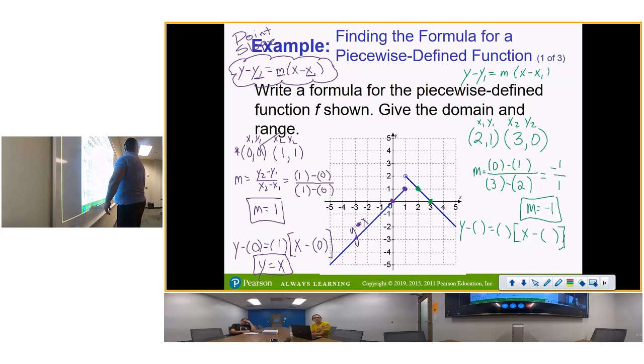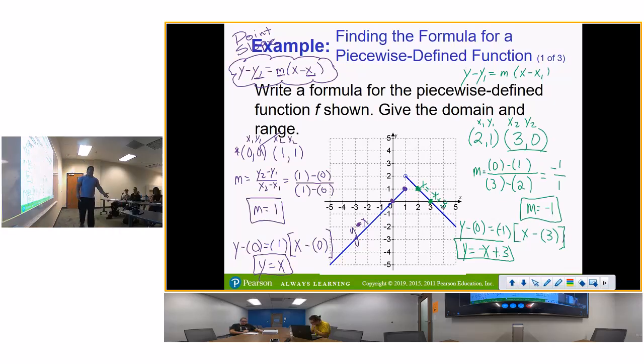And I'm going to pick this one. You don't have to. You can pick either one. So y sub 1 is 0. My slope is negative 1. And what's x sub 1? 3. So y is equal to negative x. What's negative 1 times negative 3? 3. And that is the equation for this line. Y is equal to negative x plus 3.